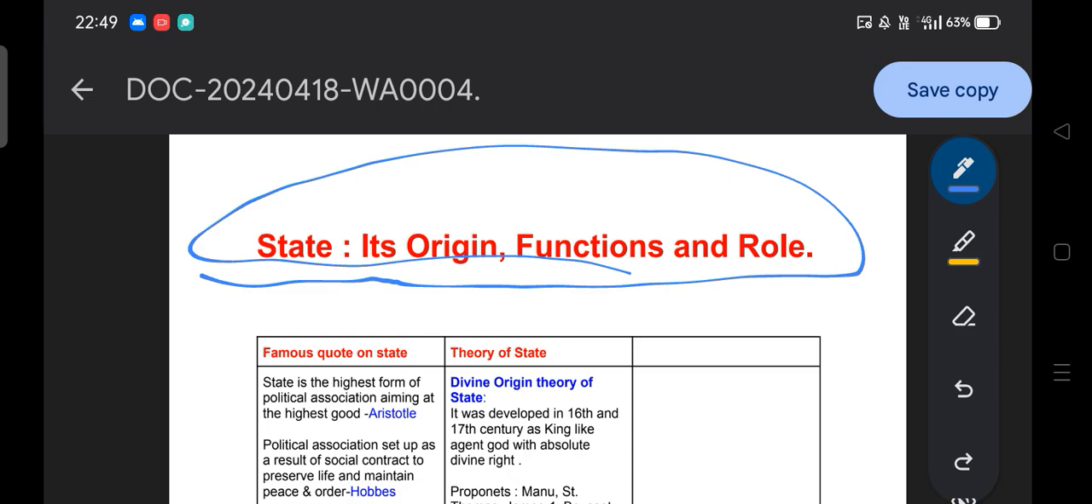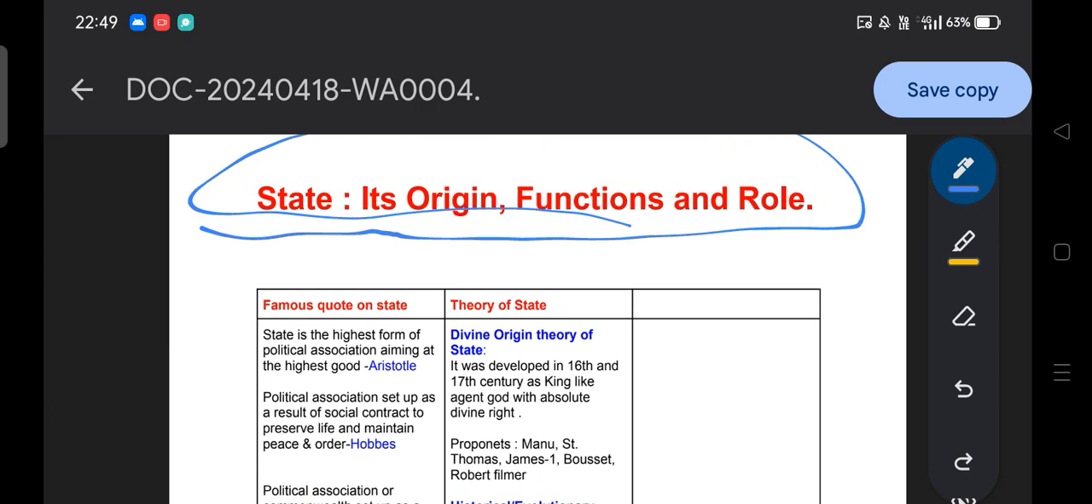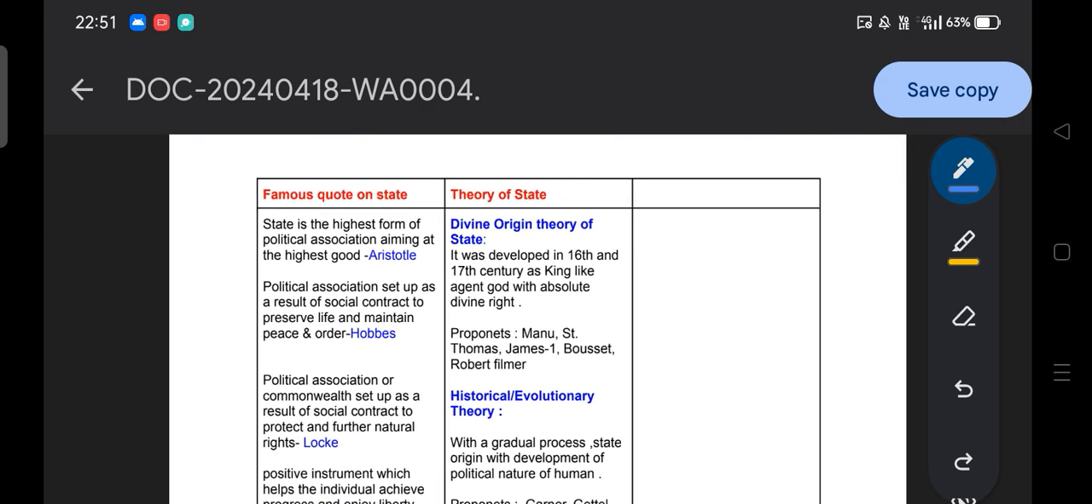For example, they will ask who said the state originates in political science and ends in politics, something like that statement. It's Garner. Like, the state originates with political science and ends with politics. Similar kinds of statements can be there in our examination. With respect to that, we will discuss the famous ones. So on this note, let's start.